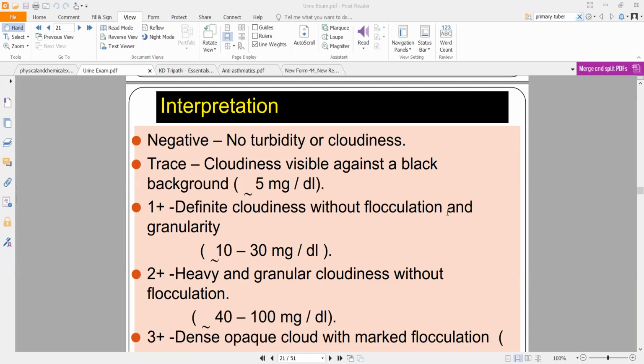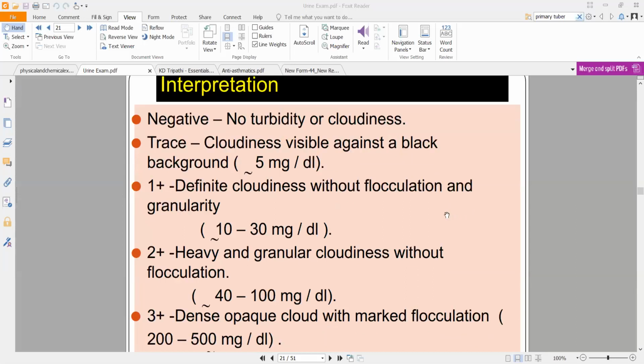Trace amounts are where you'll be able to see a little bit of cloudiness against a black background. You will not be able to see the cloudiness clearly, but if you put it against a dark or black background, then you'll be able to see it. That will be trace amounts of protein. That is still normal, that is not that bad. Trace amounts of protein do not indicate a chronic condition or anything.